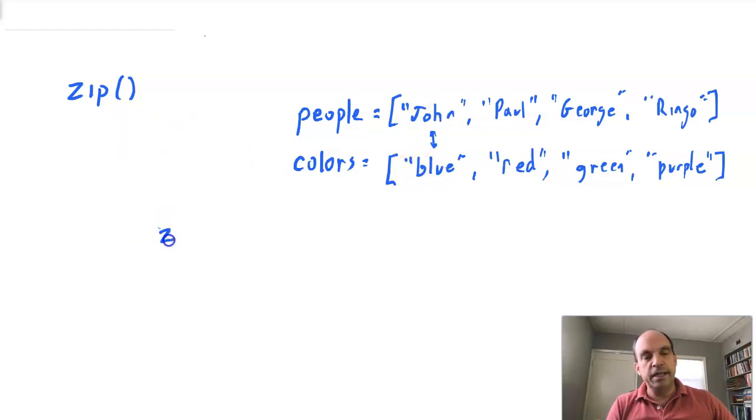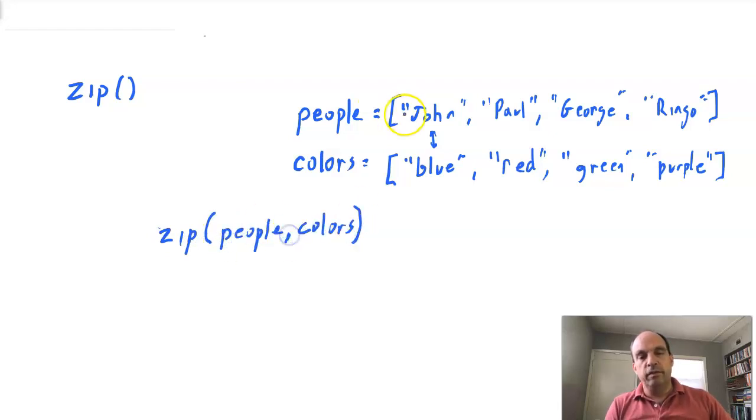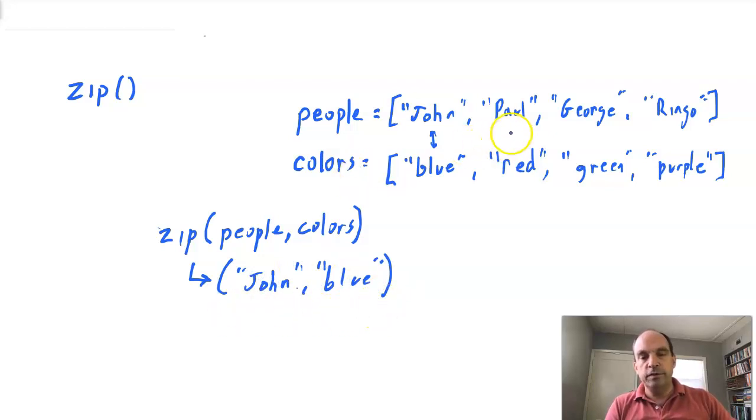We simply call zip and pass people and colors as arguments. Zip will iterate through both lists at the same time, combining the elements of each list into a tuple. So the result of this is going to be John, blue as the first item. Then zip moves on to the next position and combines Paul and red into a tuple, and so on.